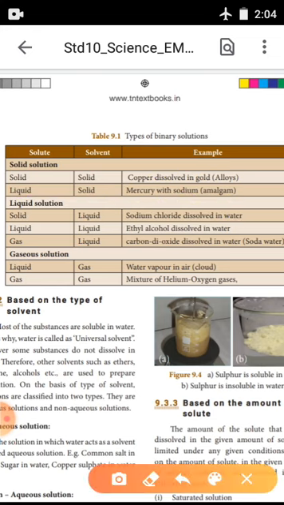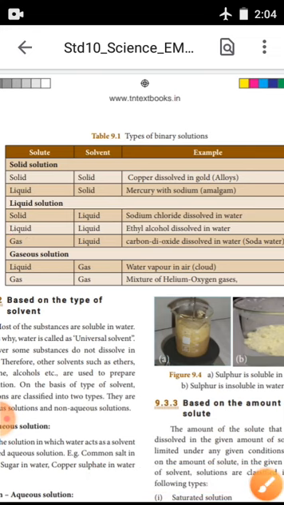The next one, liquid solutions. In liquid solution, first one, solid in liquid. So see the example, sodium chloride dissolved in water. Here sodium chloride is a solid particle and water is a liquid. So we can get one solution, that is in liquid solution. Then see the second example, liquid and liquid. And see the example, ethyl alcohol dissolved in water.